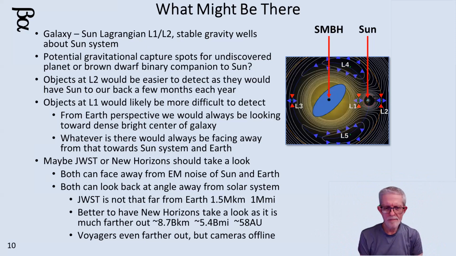But what if there were objects we wanted to look at at galaxy-sun L1? Now that would be behind us, towards the center of the galaxy. That would be very difficult for us to look at. Now we have telescopes that have looked at the center of the galaxy, at the black hole in the center.